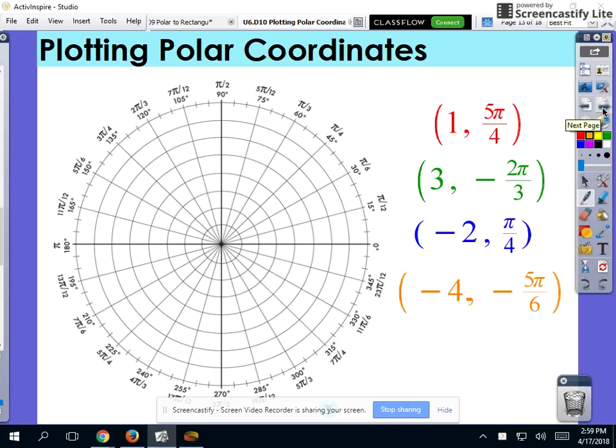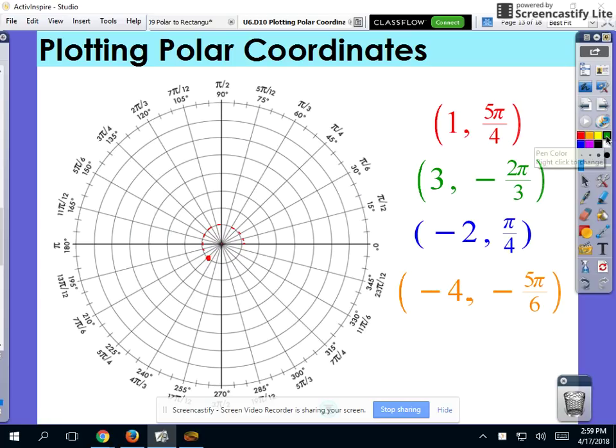We have radians instead of degrees. We are going to start with our polar axis going out from the pole. We're going to go out 1, and then we're going to go 5 pi over 4. So 5 pi over 4, this is 4 pi over 4. So we go out 5 pi over 4. That's right here.